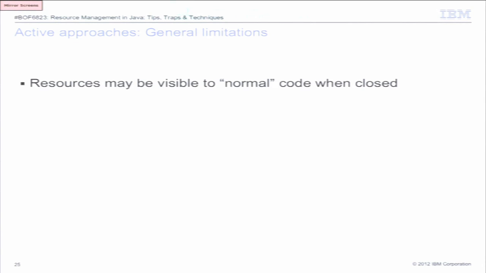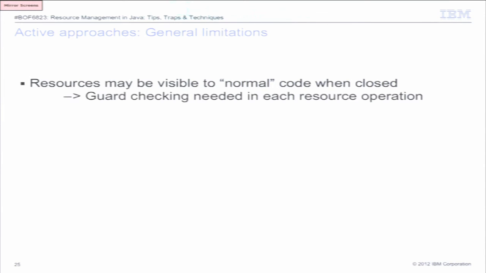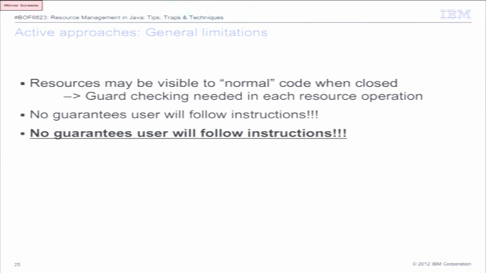So, general limitations to the active approaches. Because the objects are still strongly referenced at the point at which their methods are called, user code may be able to see resource objects that have actually been closed out. So you need to have some guard checking in the operations on your resources to check whether it's still active, still live, or whether it's been closed off. And there's no guarantee that the user will actually follow instructions to call the methods or use try with resources, and that's a point worth emphasizing again.